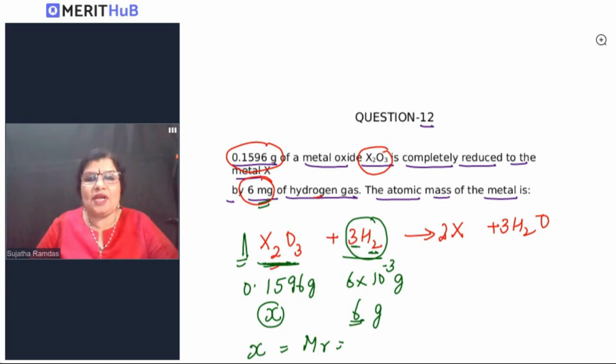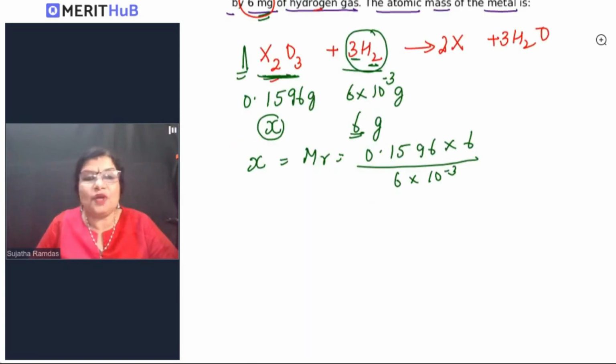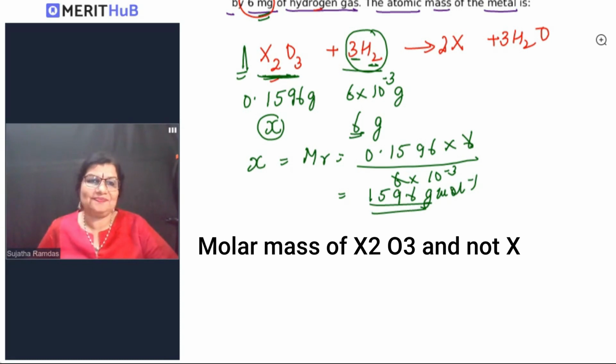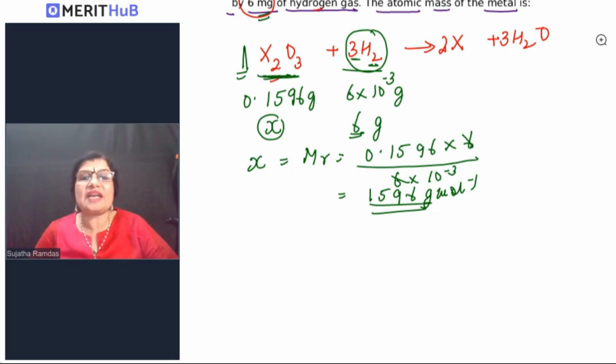Okay, so what is the molar mass? Cross multiply: 0.1596 into 6 divided by 6 into 10 to the power of minus 3. You can cancel this 6. So what do you get here? 159.6 grams per mole would be the molar mass of X2O3. Correct? You have got 1596 into 10 to the power of 3. So it becomes 159.6 grams per mole is the molar mass.